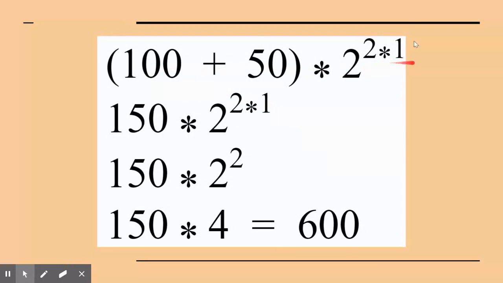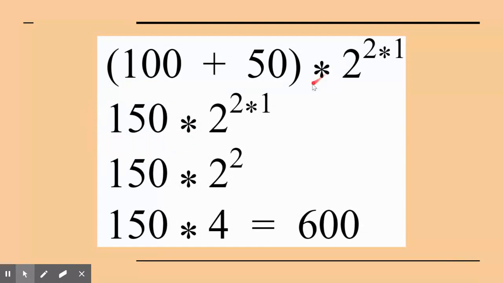Okay, so this is the same number I just pulled from the last slide. I have 100 plus 50 times 2 to the power of 2 times 1. So I know that the first thing that I have to do is the grouping, which is inside of the parentheses. So I do 100 plus 50. That turns into 150 right here.